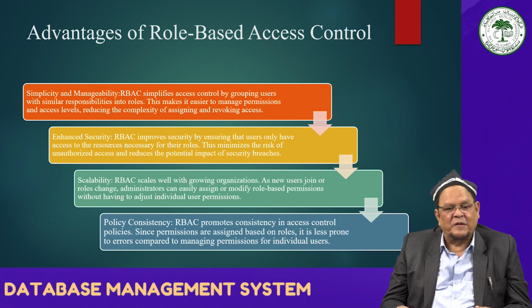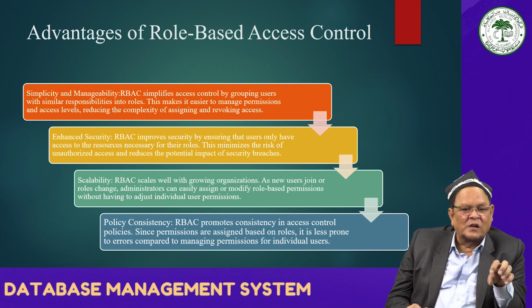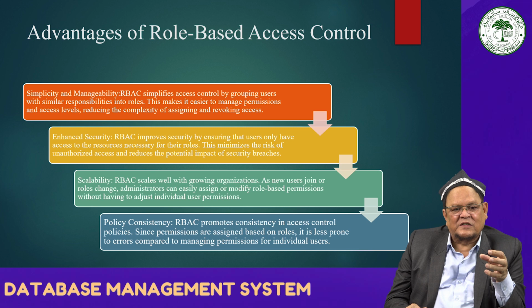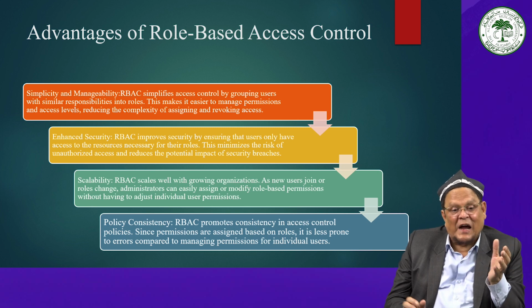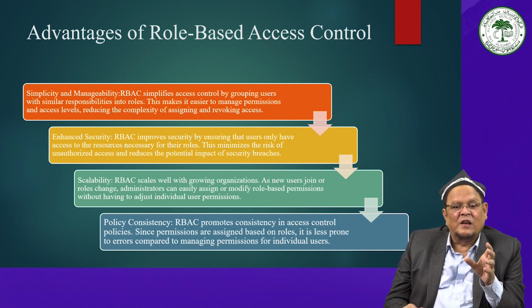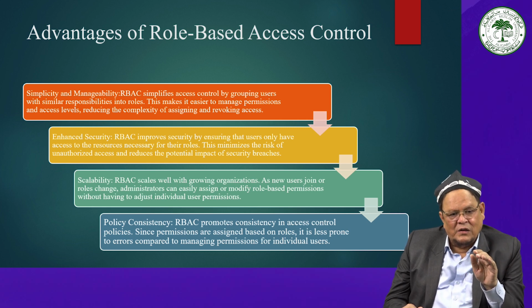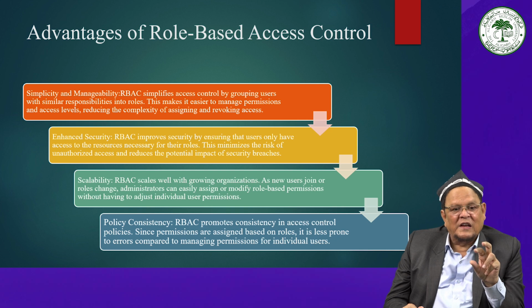The third is scalability. When new users join or roles change, the administrator can easily assign or modify the role-based permissions. It means some new user can join, or some user's role has been changed. So the administrator can easily assign or modify role-based permissions without having to access individual user permissions. That's why it is called scalability.